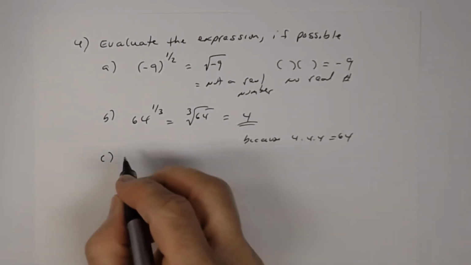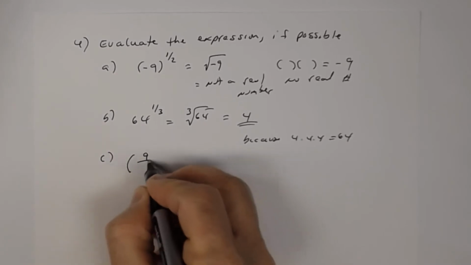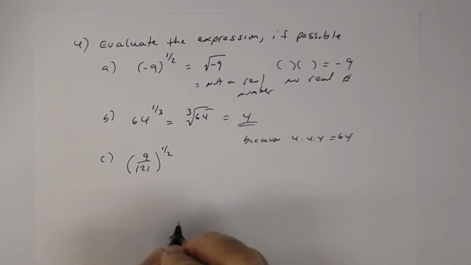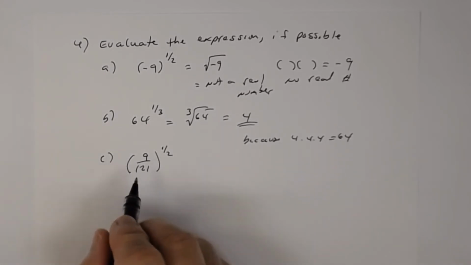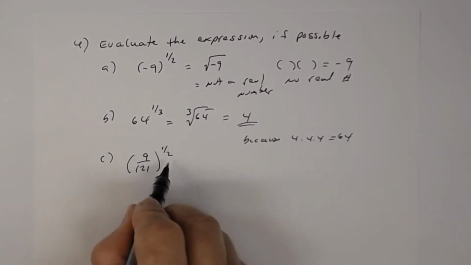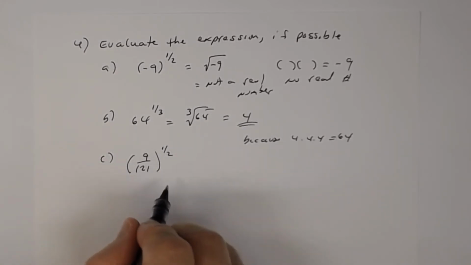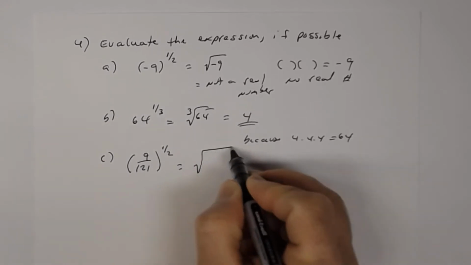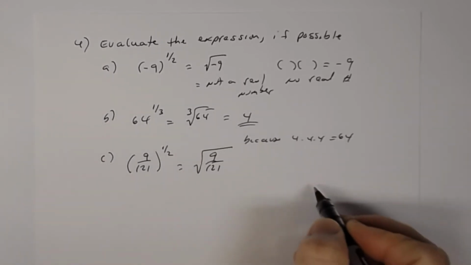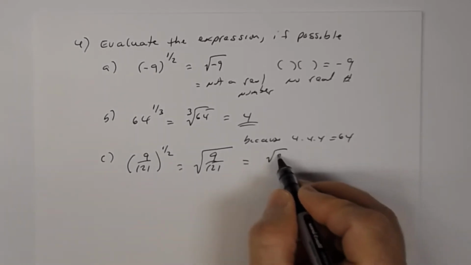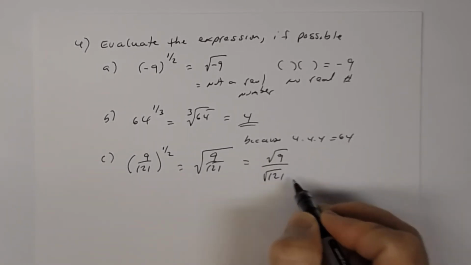Okay, C, you have 9 divided by 121 raised to the 1/2 power. So in previous lessons, you learned some ideas that we're going to use here. But notice the first thing you want to do is change this to radical. So the rational exponent of 1/2 means square root. So this becomes the square root of 9 divided by 121. And then remember, you use the quotient rule for radicals. And so I can rewrite this as the square root of 9 divided by the square root of 121.